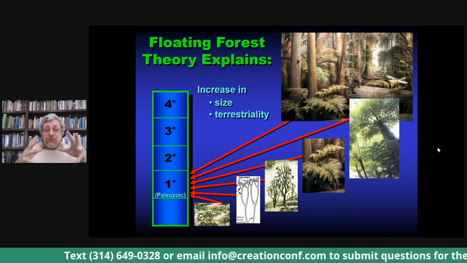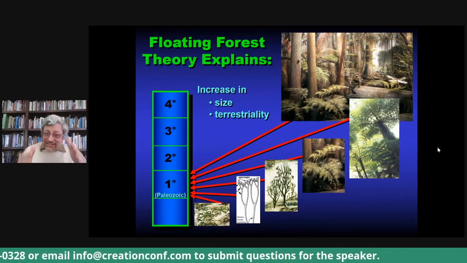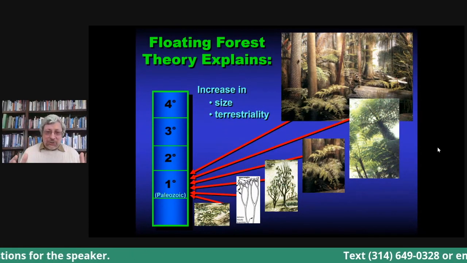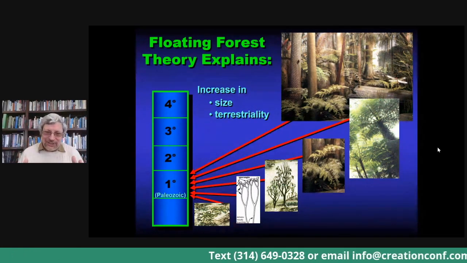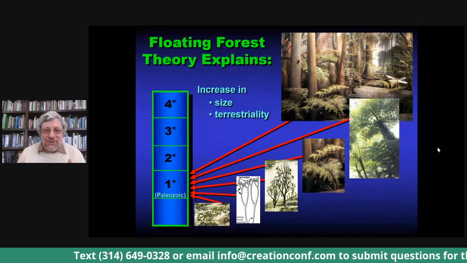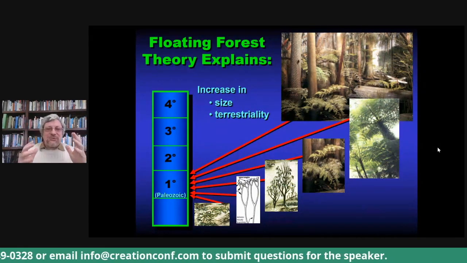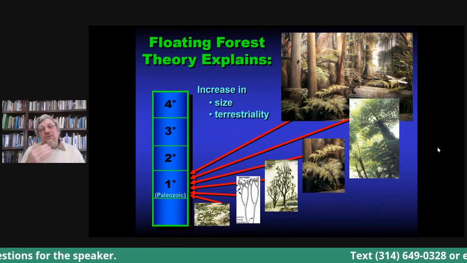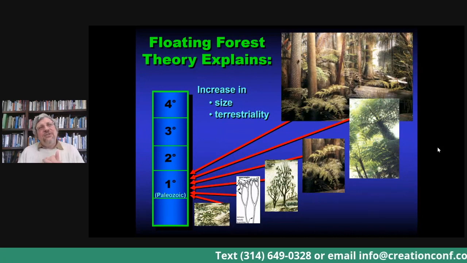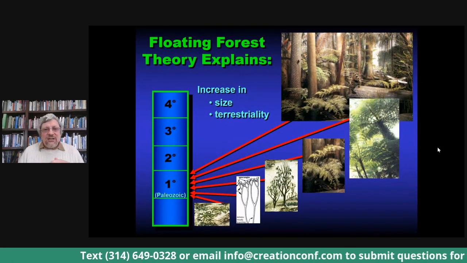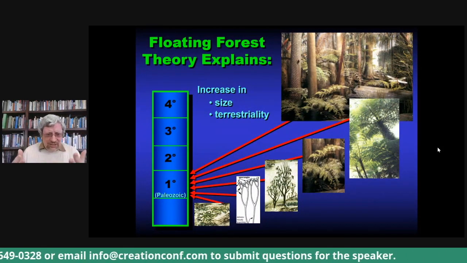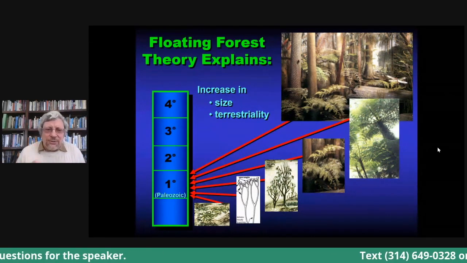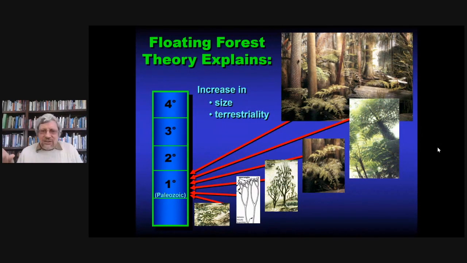I told you, you have heard from me what prompted me to come up with this hypothesis. It had nothing to do with coal. I was not trying to explain coal. I was not trying to explain the Carboniferous. I was not trying to explain even the increase in size or the terrestriality. I was trying to explain the order of the plants in the fossil record, of which the coal plants are only a small part of the story. It's the fossil record order I was trying to explain, not these other things.